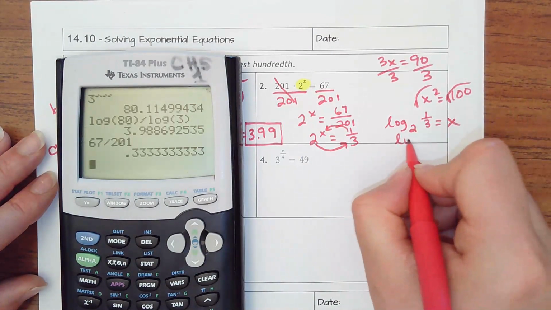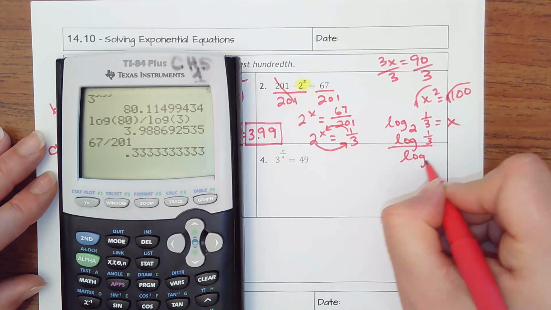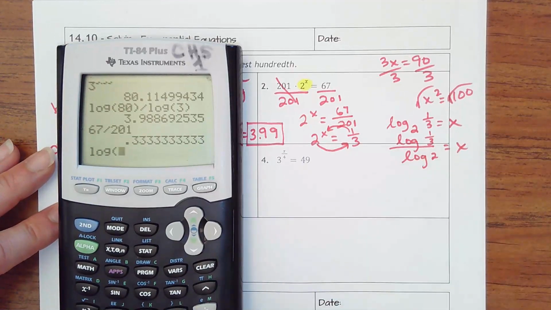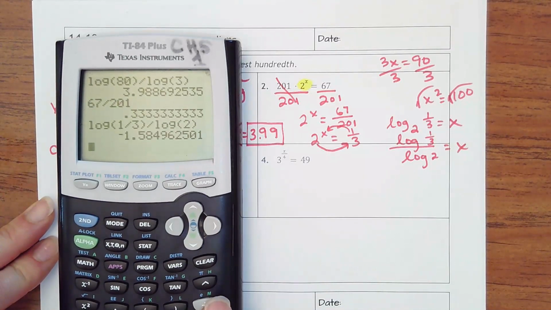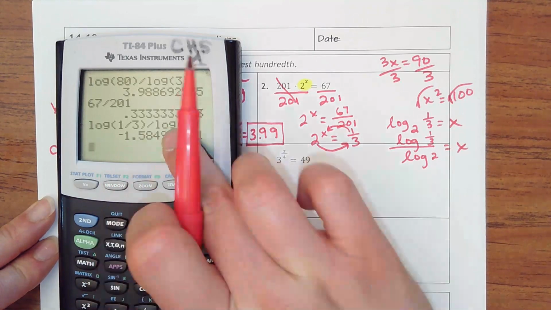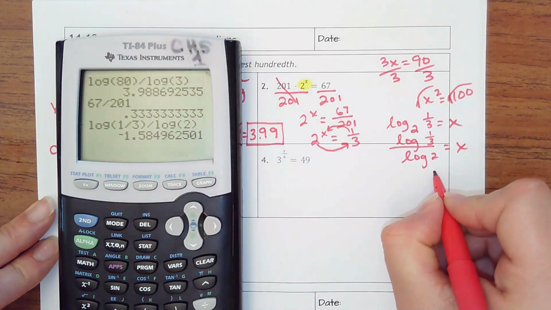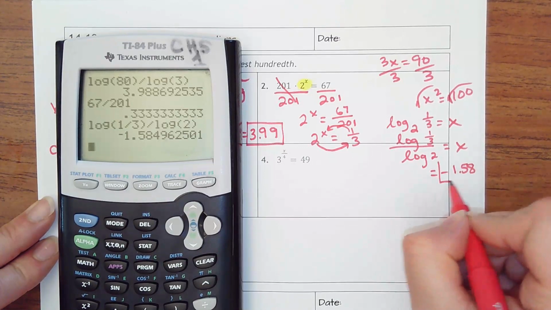So it'd be log of a third divided by log of 2. Would give me x. So log of a third divided by log of 2, and then rounded to the nearest hundredth would be negative 1.58. It does not matter that that's a 9. We're only looking at the 4 as it is. So negative 1.58 would have to be the power.